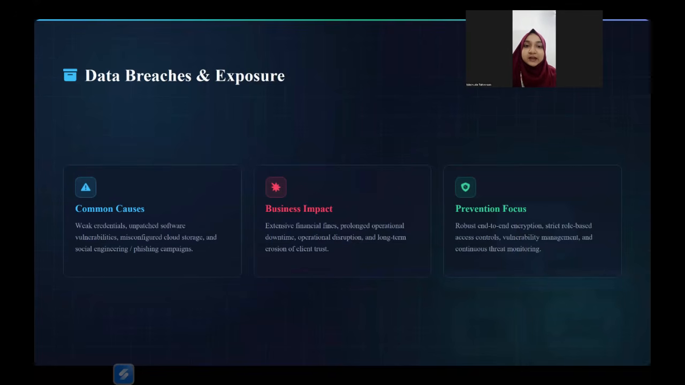Data breaches and exposure. Data breaches happen when sensitive information is accessed without authorization. Common causes include weak passwords, unpatched software, and phishing. We can reduce this risk with encryption, access control, and continuous monitoring.